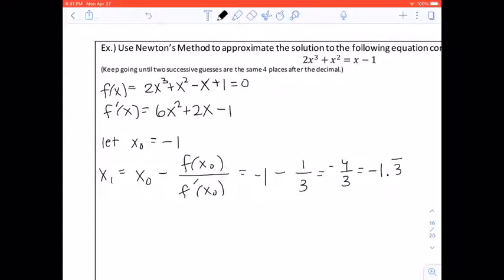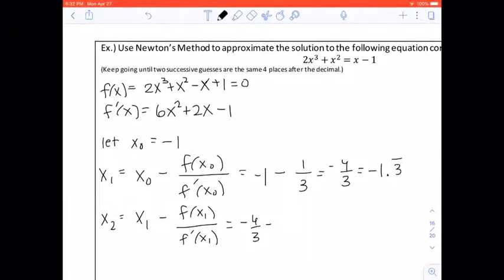In order to find the next value, we'll say x sub 2. It's going to be x sub 1 minus f of x sub 1 all over f prime of x sub 1. And you can substitute in -4/3, or if you want to write that out as a decimal, you can too. Going ahead and doing that, we have -4/3 minus, I'm going to write out about 7 or so decimal places. The more that you have, the better your approximation is going to be.